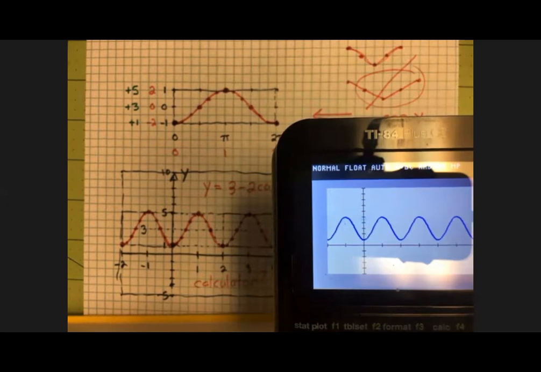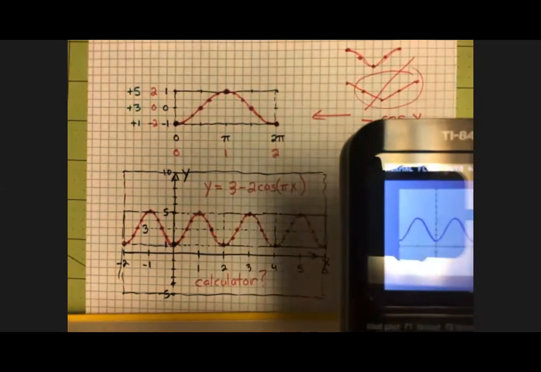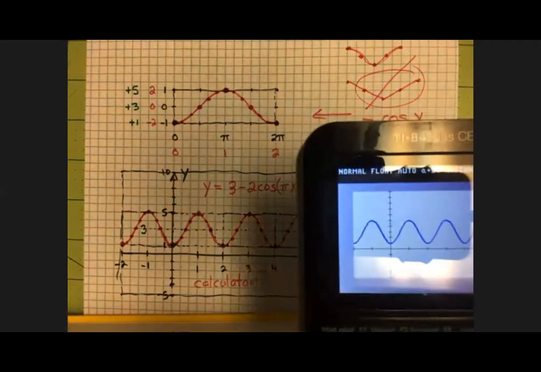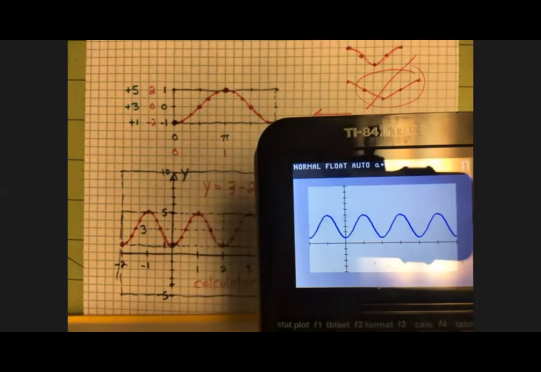Sine, cosine, secant, cosecant, tangent, cotangent. Oops, sorry. I was missing somebody, so I just added them. You can draw each one of these curves perfectly, just about as perfectly as any human could draw it.